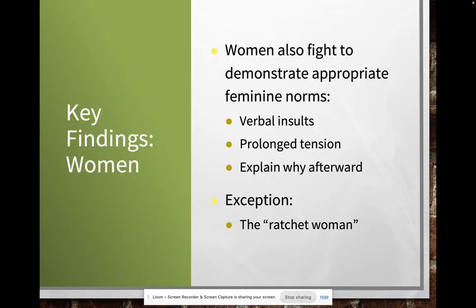Well, even though getting into a physical altercation has not historically been something women are supposed to do, women did get into physical altercations on this college campus. However, they weren't able to just jump into a fight. They had to have verbal insults exchanged beforehand, or they had to have prolonged tension with this woman, or they had to really explain and justify their participation in this physical altercation afterward. The exception being a woman who already self-identifies as being ratchet.